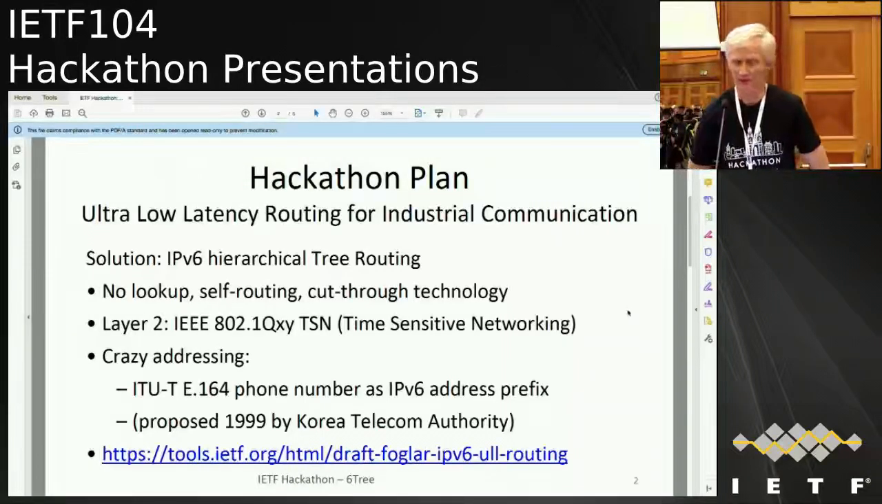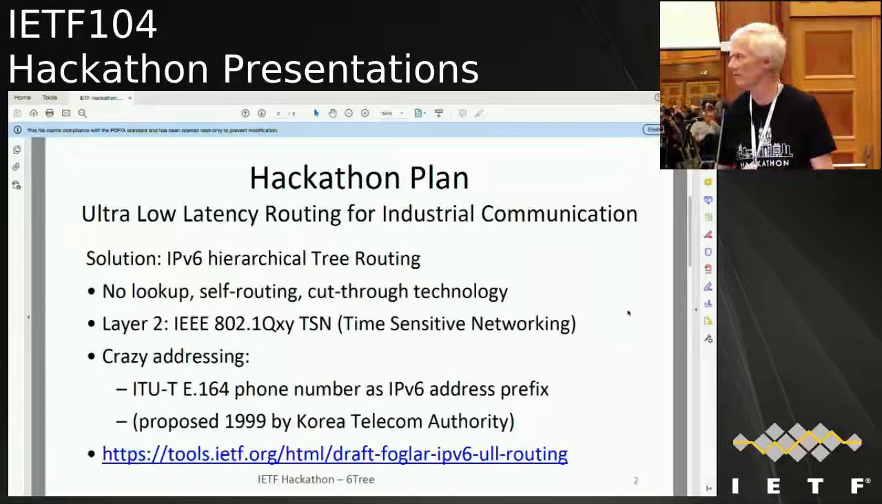And so what we did is we cut everything to get it very fast. So no lookup, no prefix match, just self-routing. So take data out of the header and use it for routing. And of course also cut-through technology, so the packet is forwarded before being completely stored. Just everything to keep it very fast.